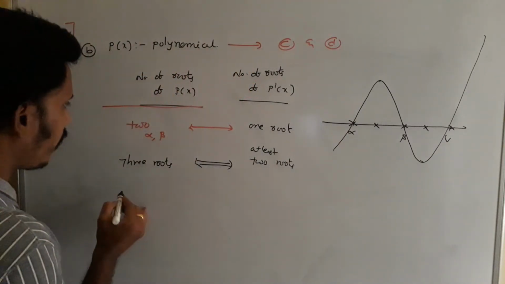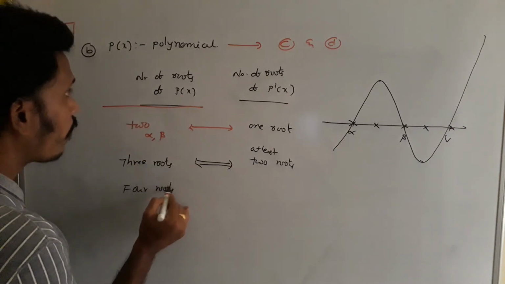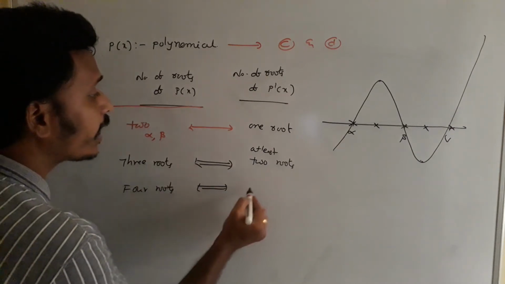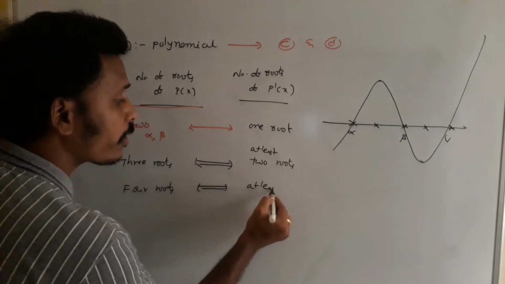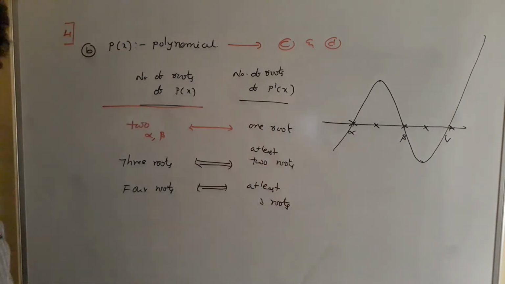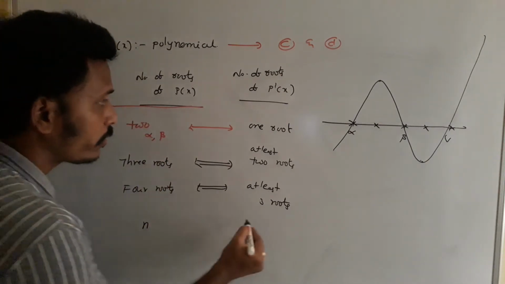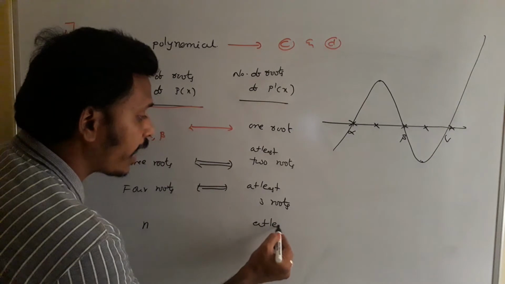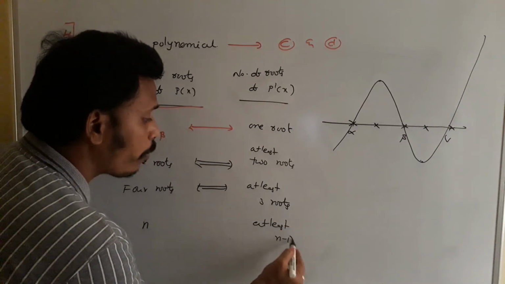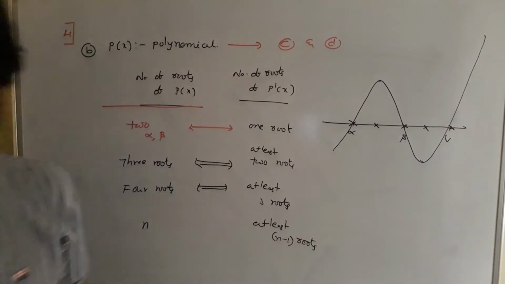The process will continue. If there exist 4 roots for P of x, that indicates that there exist at least 3 roots for P dash of x. Always, if a function P of x has n roots, then P dash of x has at least n minus 1 roots. Just keep in mind.